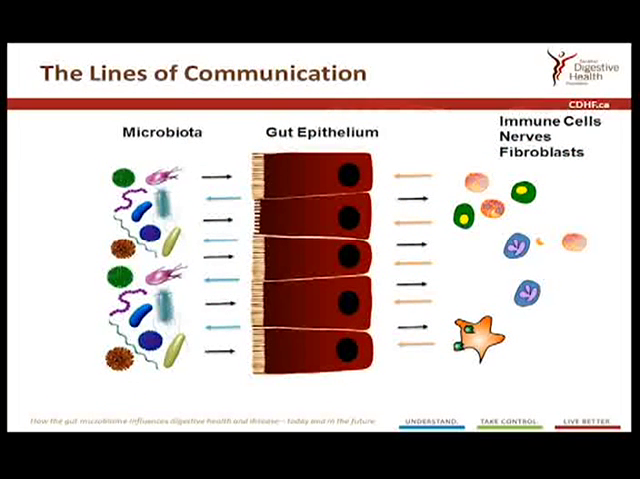So what are the lines of communication? There's a ton of communication between all of these. The microbes are talking to each other. They're talking to epithelial cells. The immune cells are talking to each other. The immune cells are talking to the epithelium. And the epithelium is talking to the microbes. Non-stop talking. So what are the signals? How is this actually done?